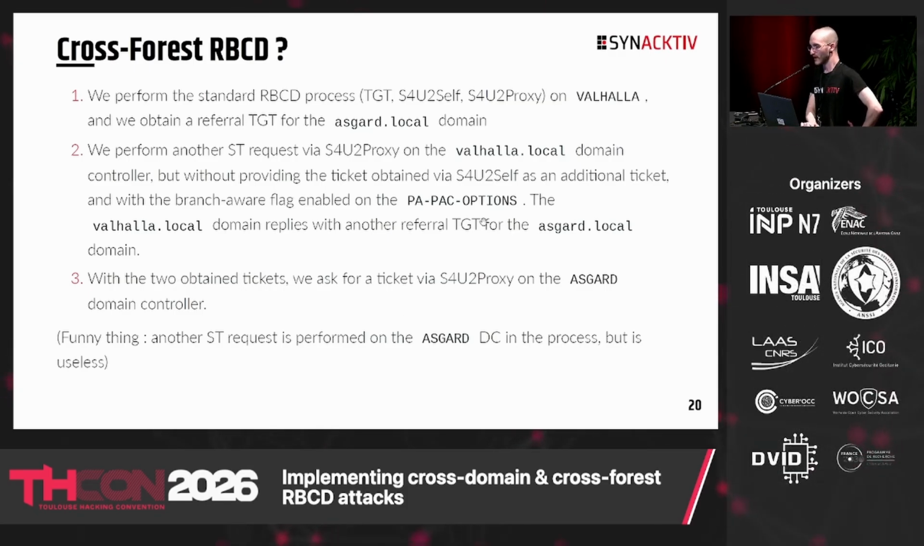So here are the options that we want to pass. It is the branch-aware flag, and we pass also another ticket in the request. The funny thing is that when performing the delegation with the PowerShell code I showed you earlier, there is another service ticket request that is performed on the Asgard domain controller, but the ticket is useless in the process, so there is a ticket that is never used.